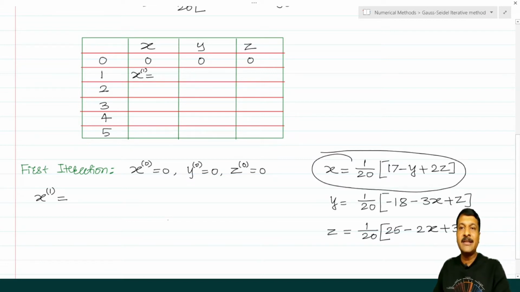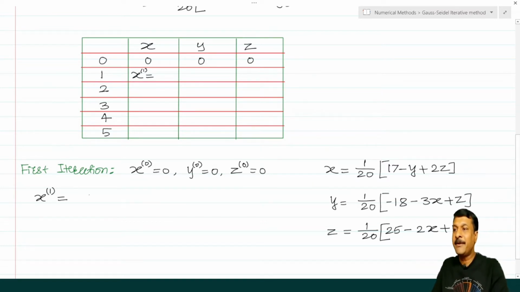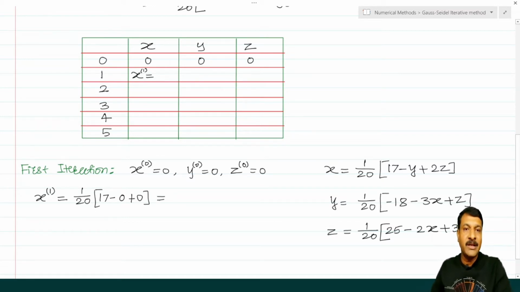So what are the recent values of y and z? So recent value of y is this one and z is this one. So I am getting 1 by 20 in bracket 17 minus y is 0 and z 0. So that is why I am getting here 17 by 20. By calculator you find this value, so 0.85. So that value I will write here 0.85.